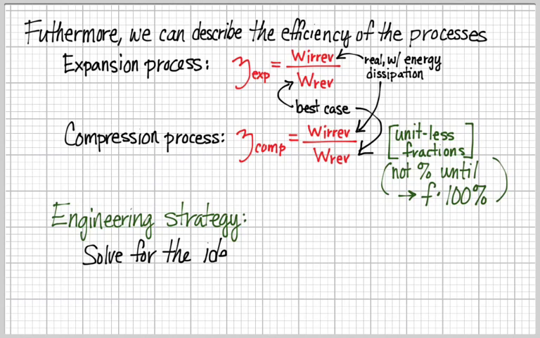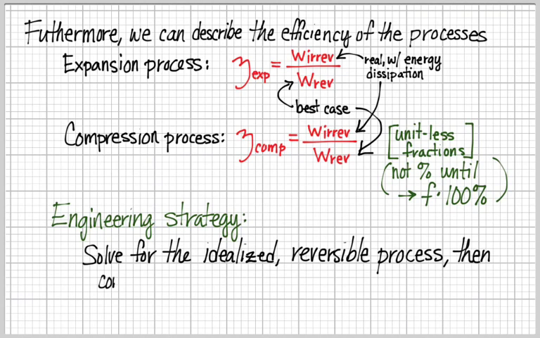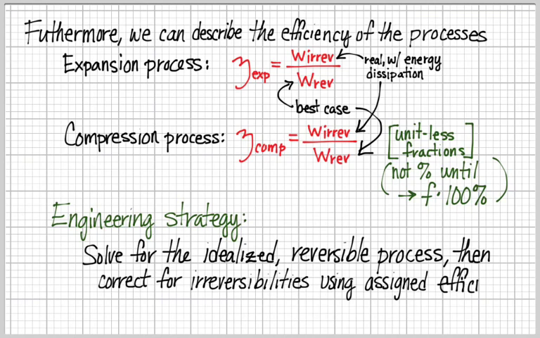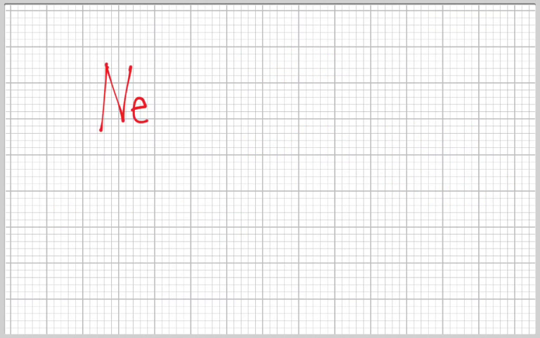Our engineering strategy for this is oftentimes going to be to solve for an idealized, reversible process and then correct for that idealized process using an assigned efficiency factor. So we would calculate the best case reversible process, and then we'd multiply it by that efficiency factor somewhere between 0 and 1 to solve our problems. And that's going to come up in the future. You don't need to know that right now.